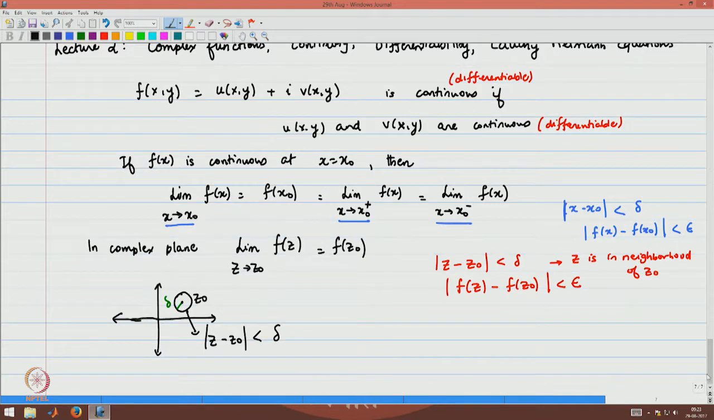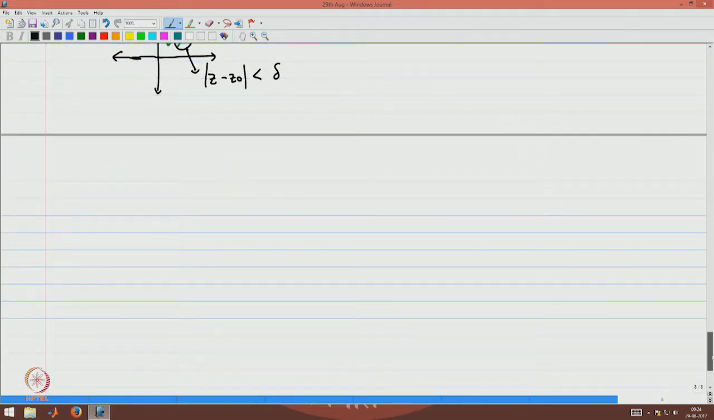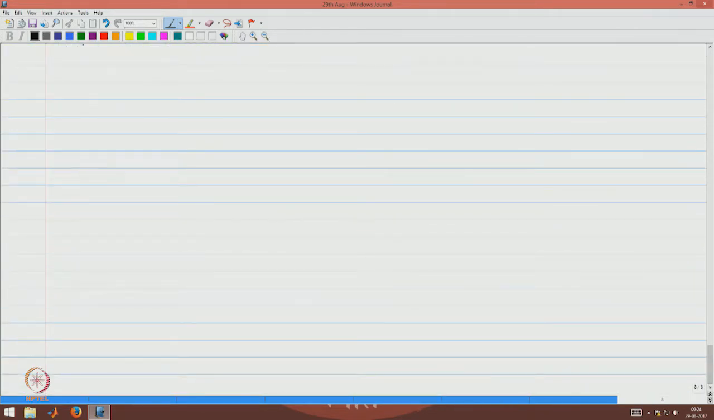Now if you want to check whether f of x y is continuous, you just have to see whether u of x y and v of x y are continuous. If they are continuous, then f of x y will be continuous, and similarly if u of x y and v of x y are differentiable, then f of x y will be differentiable. Now another interesting result regarding differentiability.